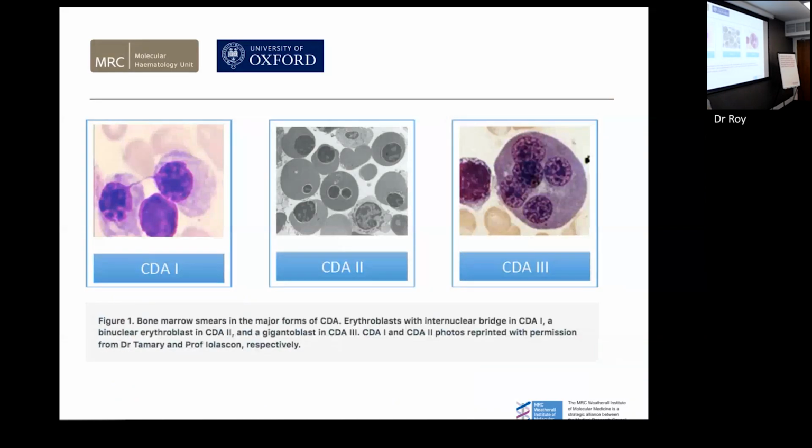So I'm going to give you a little bit more detail now about these different types of CDAs. And these are some pictures from bone marrows. So CDA1 tends to have this intranuclear bridging, but it's not specific. You do see that in other conditions. CDA2 tends to have lots of binuclear erythroblasts, and CDA3, I don't think anybody would miss CDA3. If anybody saw a bone marrow and saw a cell with up to 12 nuclei, you would sort of seek help and say there's something really wrong.